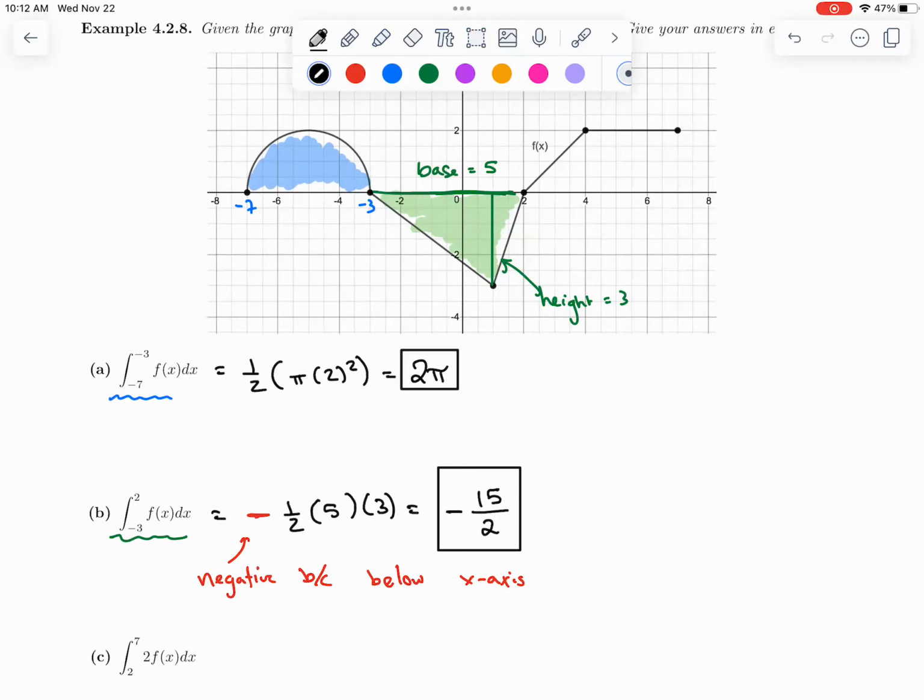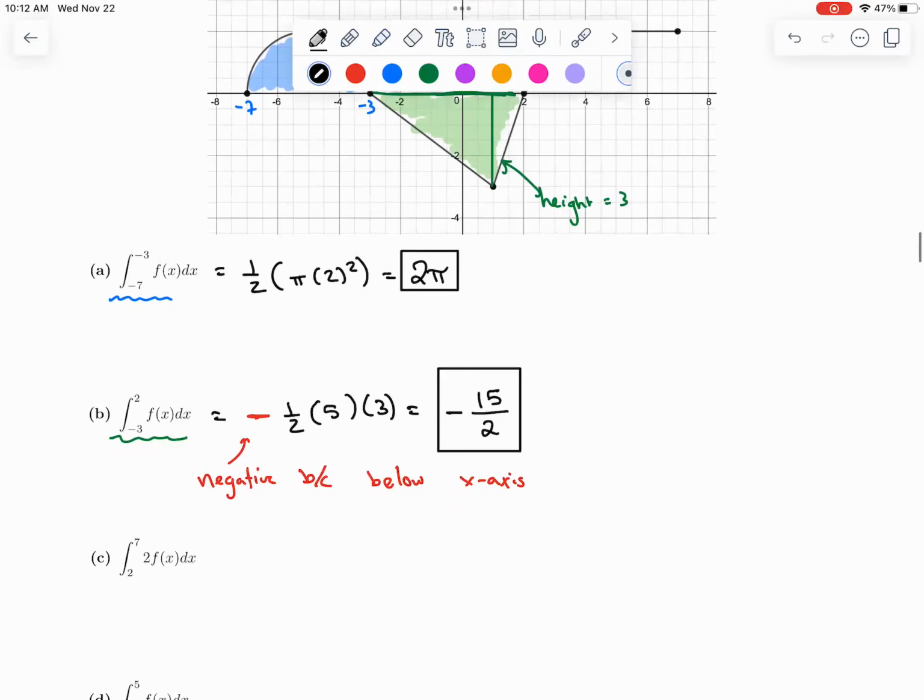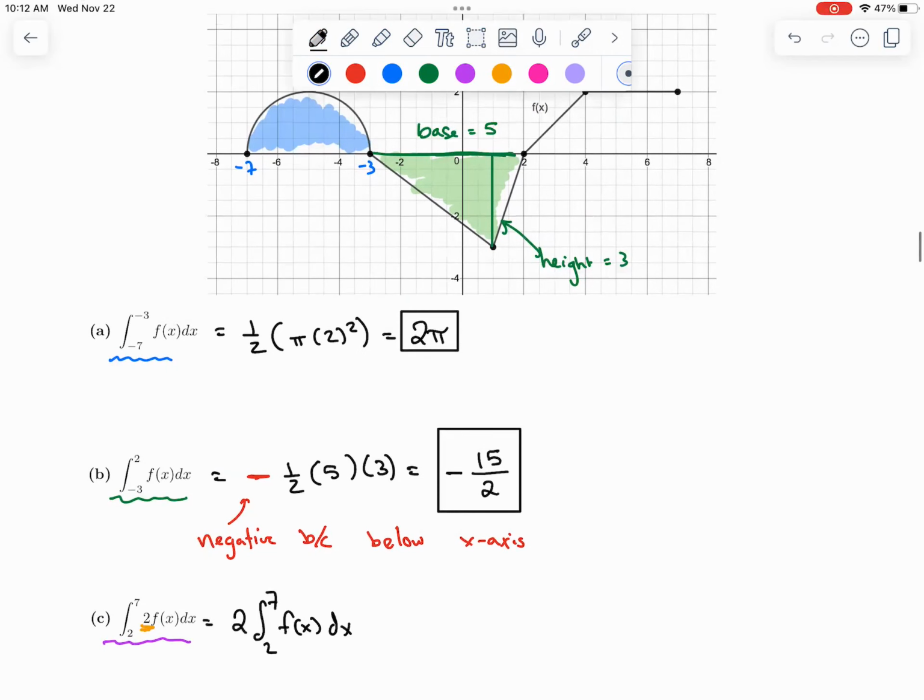All right. The integral from 2 to 7. I'm doing purple. Notice that there's a 2 right there, so that can be factored out front. That is 2 times the integral from 2 to 7 of f of x dx. And that purple region is from 2 to 7. That's this region right here.